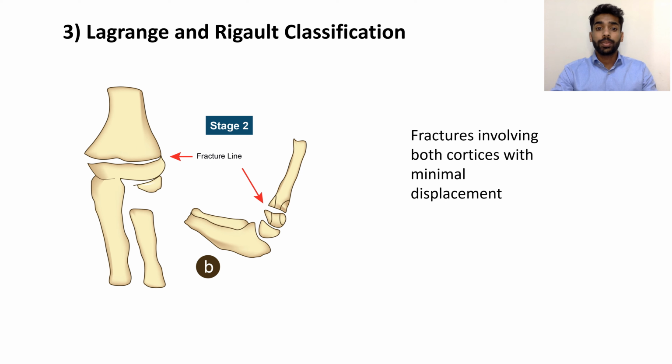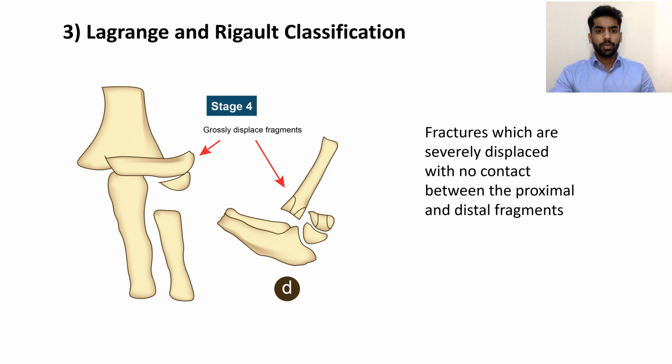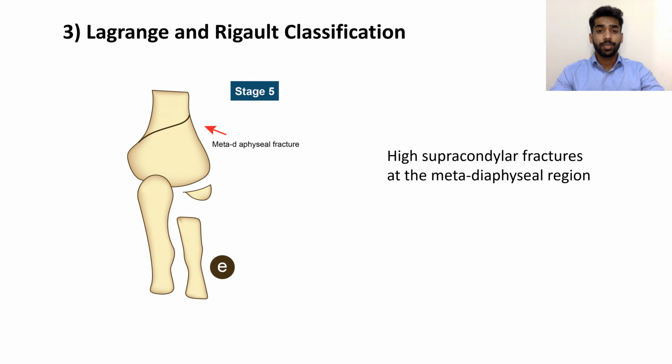Stage 2 involves fractures with both cortices but with minimal displacement. Stage 3 involves displaced fractures with some contact between the proximal and distal fragment. Stage 4 involves fractures which are severely displaced with no contact between the distal and proximal fragments. They are similar to type 3 Gartland fractures. Stage 5 involves high supracondylar fractures at the metadiaphyseal region.